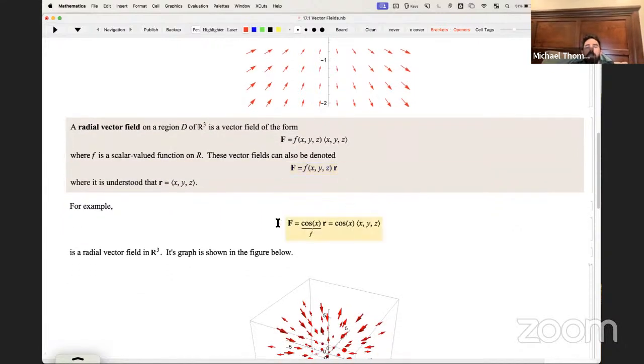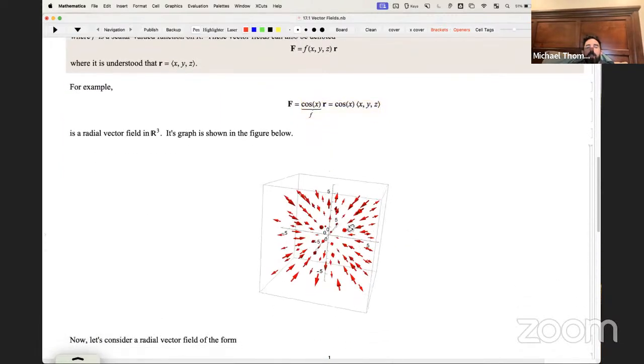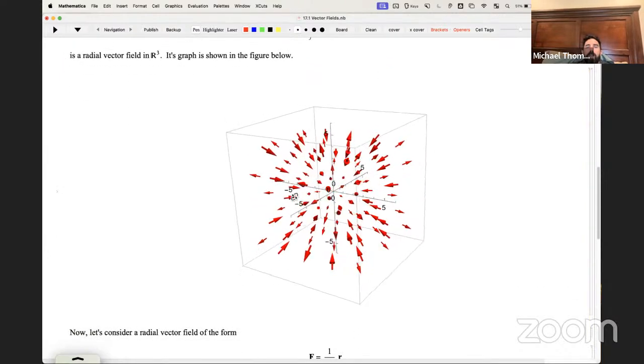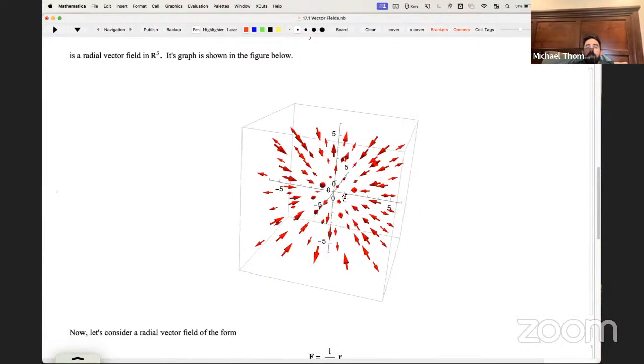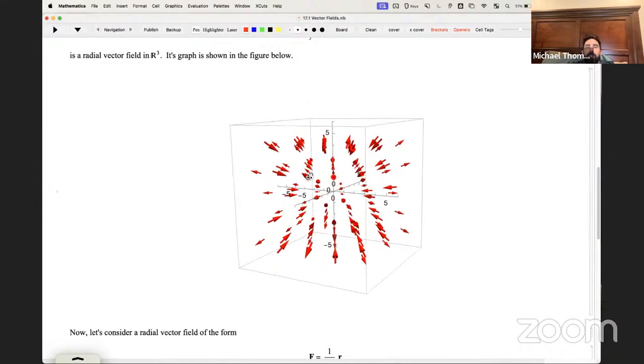Here's an example of a 3-dimensional radial vector field. There's my radial vector xyz, but here's the scalar function. In this particular case, I'm choosing cosine x. If I were to graph this, say using the Wolfram system or using that Math 3D, it's going to look something like this. What I want you to notice is that every single one of these vectors is either pointing inward towards the origin or pointing outward away from the origin. Okay.